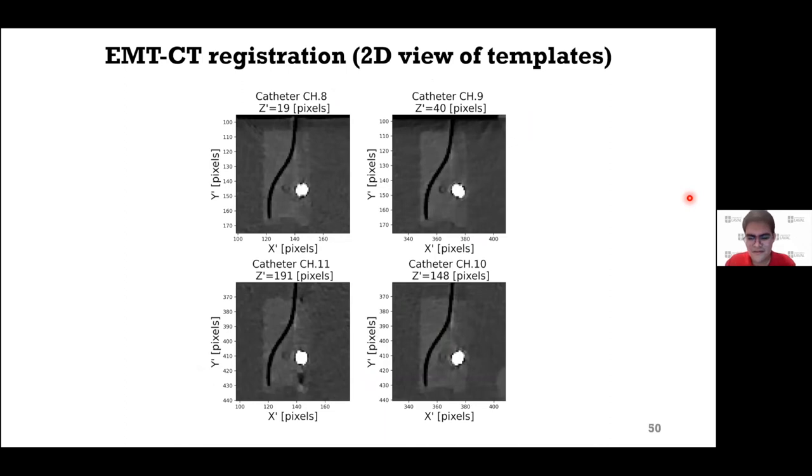In a 2D view of the data, here is the overlay of the CAD model of the templates, and in red, the red dots is the EMT data. We can see that for some templates it really matches well, but for some others it doesn't. This might be explained by some possible distortions that could have happened in the taking of the data in the EMT.